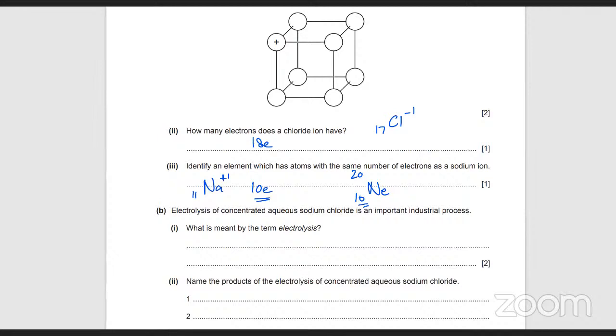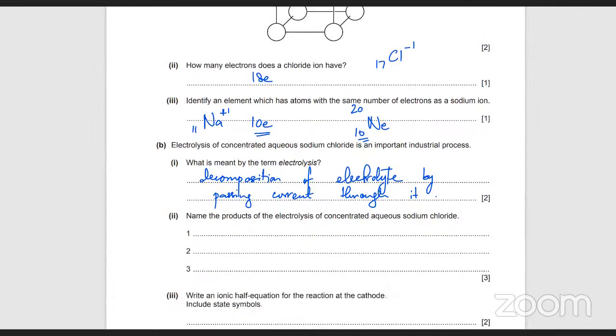What is meant by the term electrolysis? It's the decomposition of an electrolyte by passing current through it. Name the products of electrolysis of NaCl concentrated.